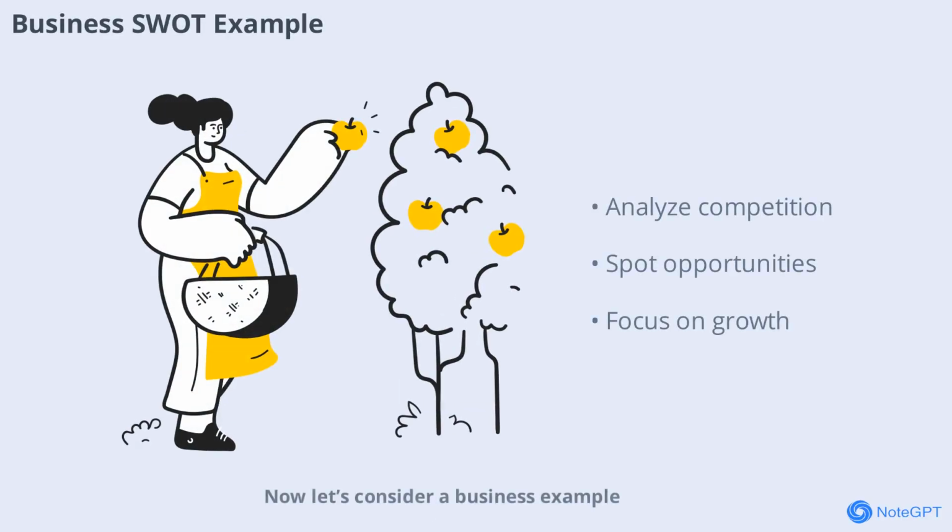Now let's consider a business example. Suppose a small cafe is facing new competition. Its strengths are loyal customers and a unique menu. Weaknesses might be limited marketing and small staff. Opportunities could include expanding delivery services or hosting events. Threats might be rising costs or new competitors. This analysis helps the cafe owner decide where to focus efforts for growth.